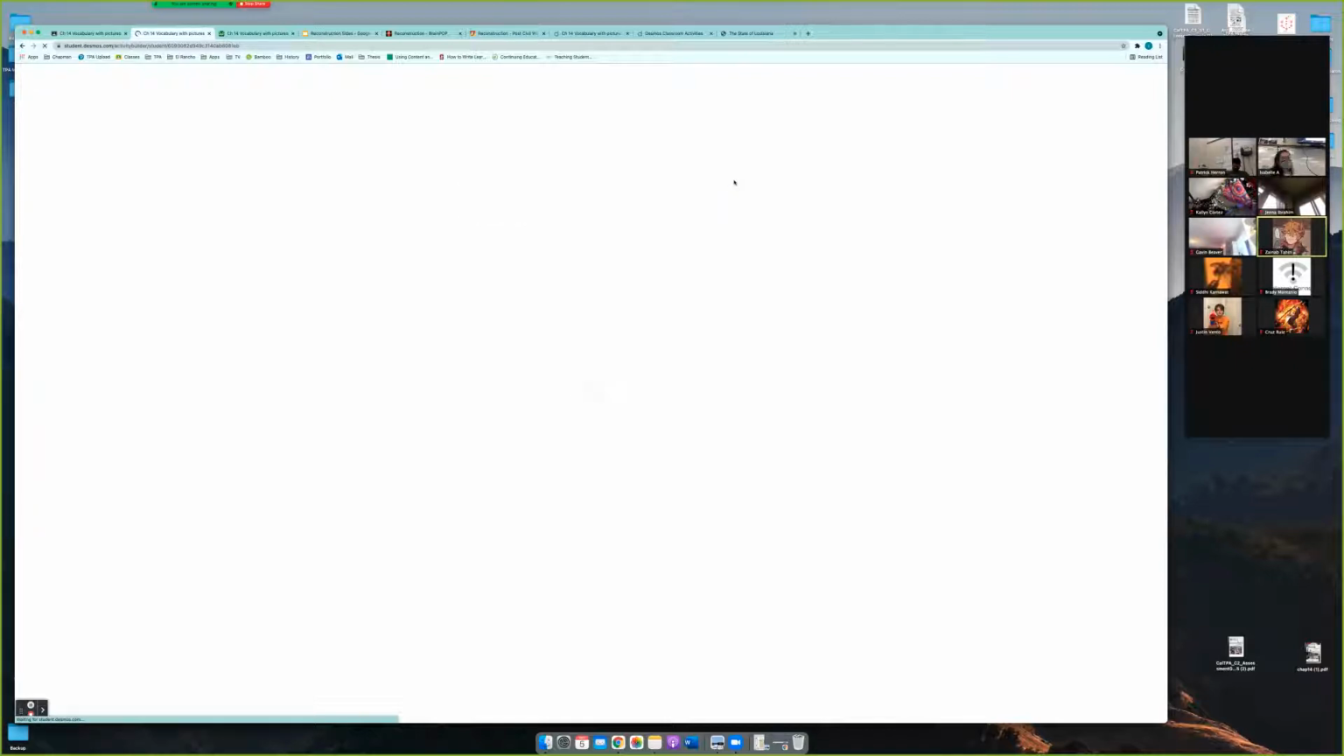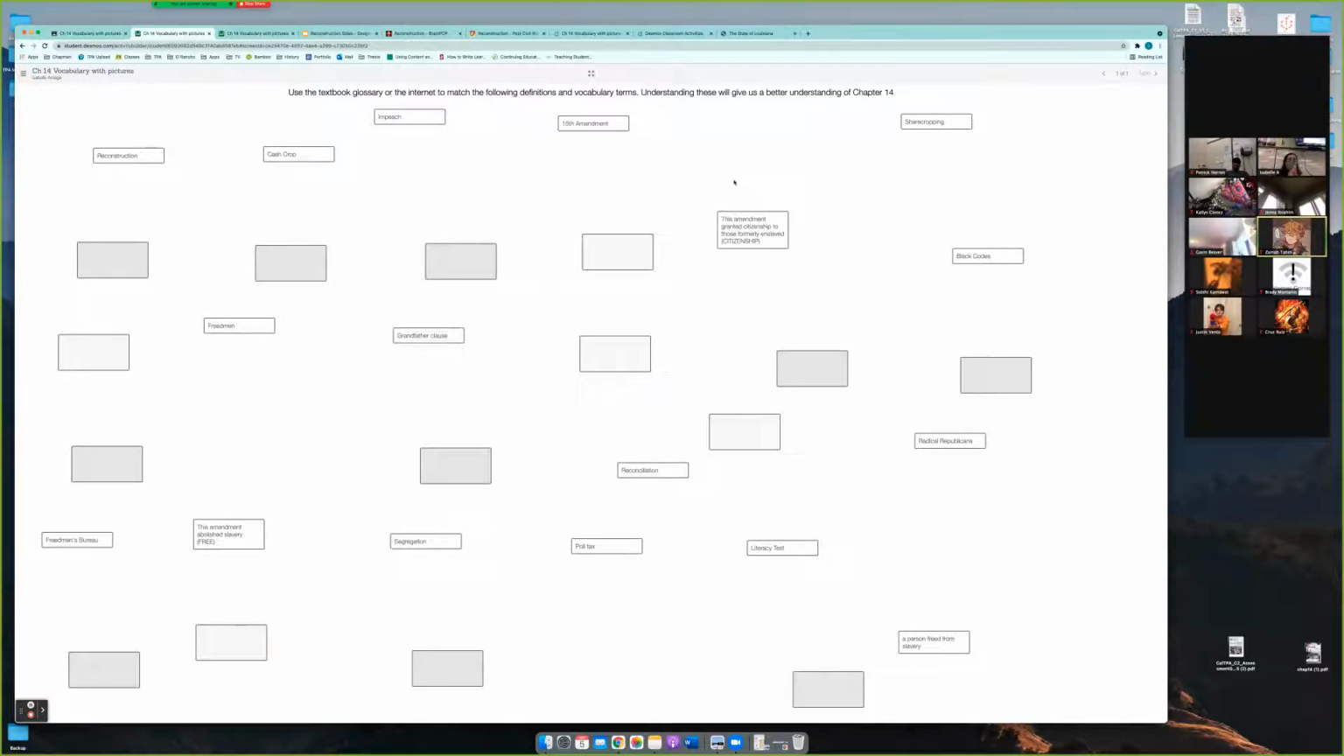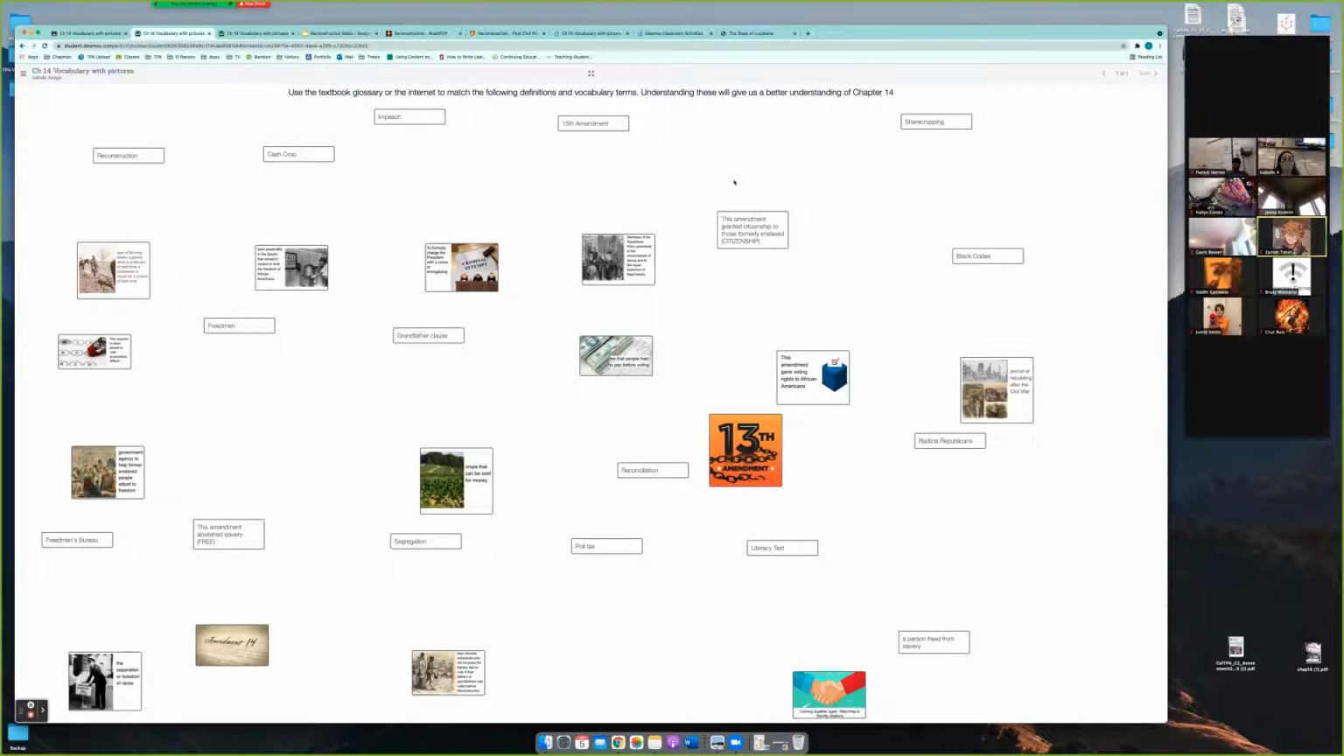And so on this activity in particular, there's the vocab word, and then there's a picture along with the description. So there's the term and then there's the definition. Our goal is to match them up correctly. Before we get started, I just want us all to have this open.